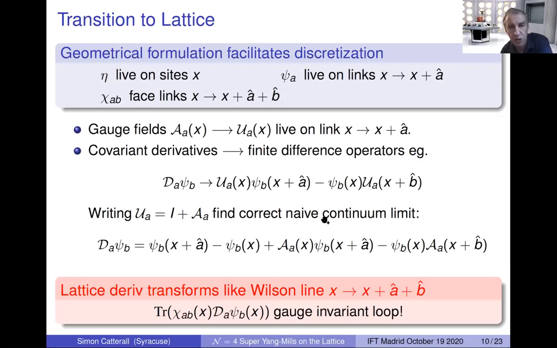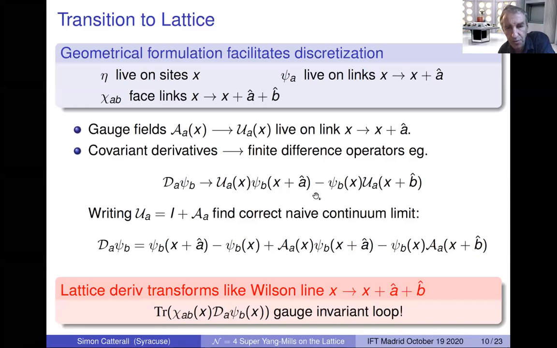So it's not hard to convince yourself. This prescription I just gave you gives you basically the continuum covariant derivative as the leading approximation. If I just put the U as 1 plus A, I get a derivative operator and then a commutator of A with psi, which is the correct covariant derivative in the adjoint representation. So it certainly has the right naive continuum limit.